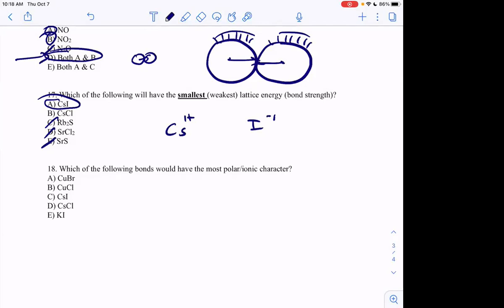Which of the following would have the most polar ionic character? I use those kind of synonymous because remember I told you it's a continuum. There's no real breakdown. You have at one extreme completely polar, the other extreme completely ionic, but most things fall in the polar covalent really.